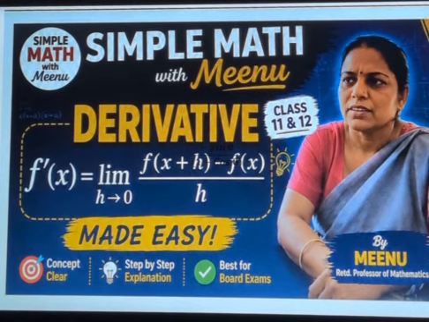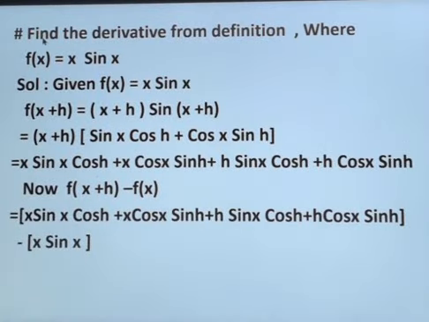Now important examples on the derivative using the first principle. We are given f(x) = x sin x. First find f(x + h). So f(x + h) = (x + h) sin(x + h). Now use the formula sin(a + b). So we get (x + h) into (sin x cos h + cos x sin h).